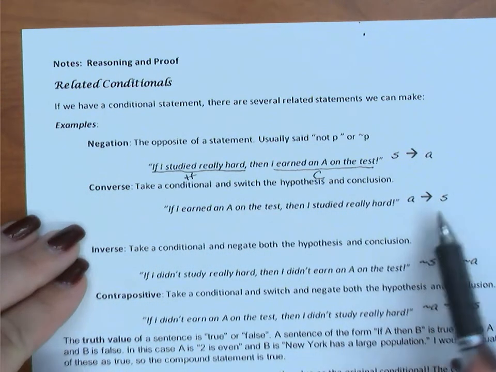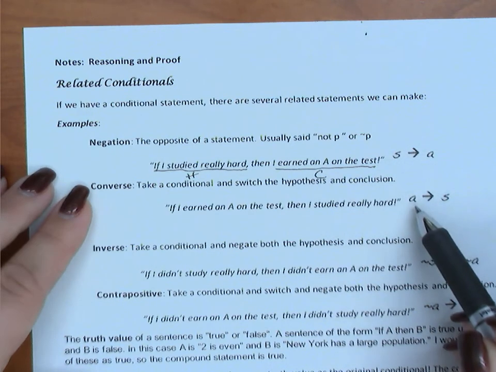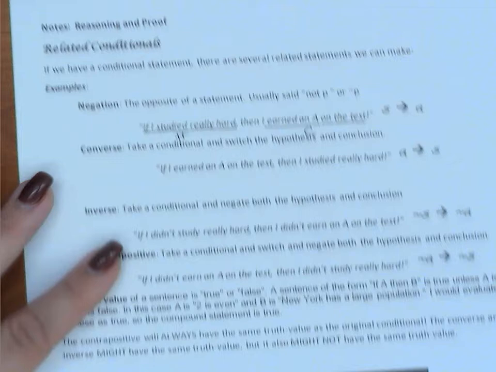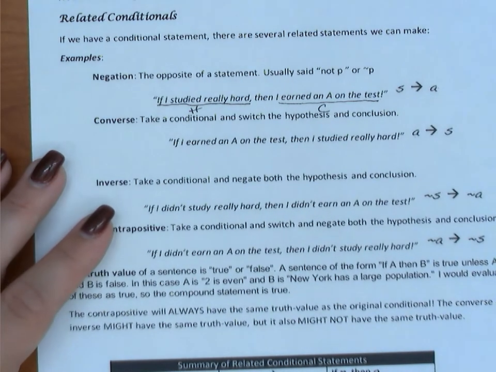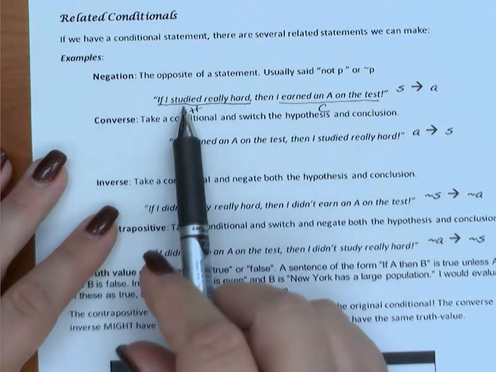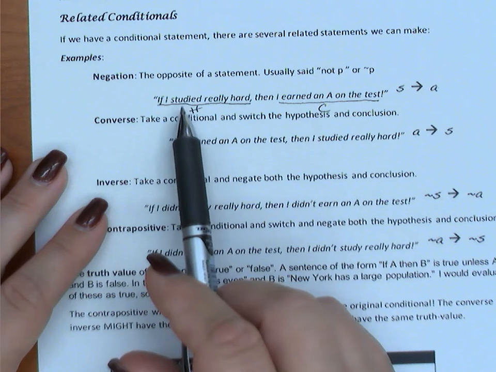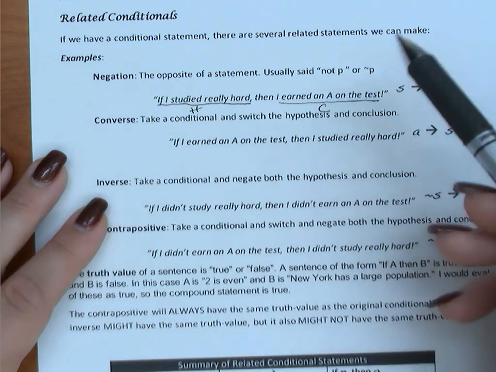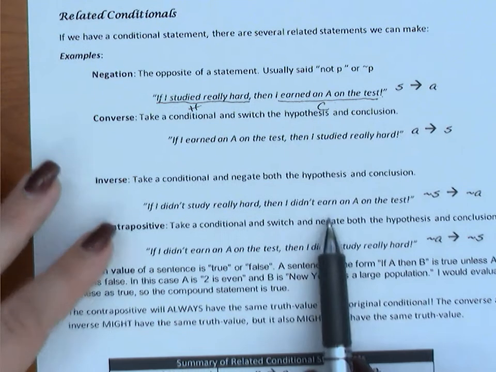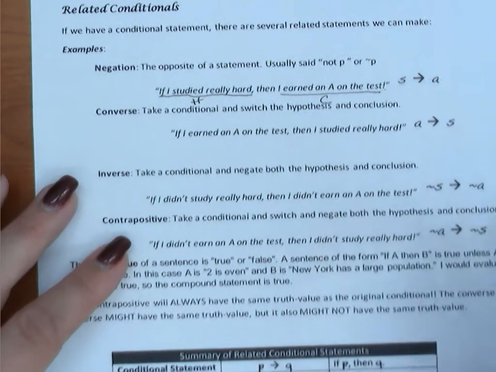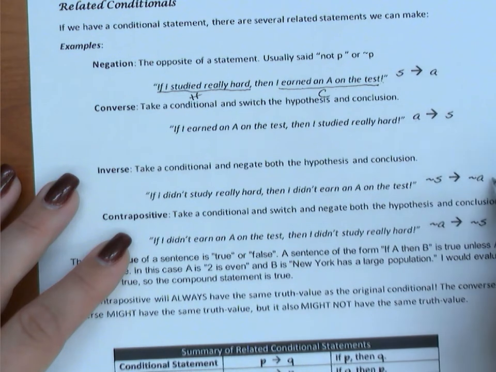Okay? So this is direction. Studied gives me an A. The converse says that A means that I studied. The inverse is taking the conditional and negating both the hypothesis and the conclusion. So up here the original statement says if I studied, but the inverse would be if I didn't study really hard, then I would not earn an A on the test. Or I didn't earn an A on the test. So these little symbols right here mean not studying gave me a not A, basically.